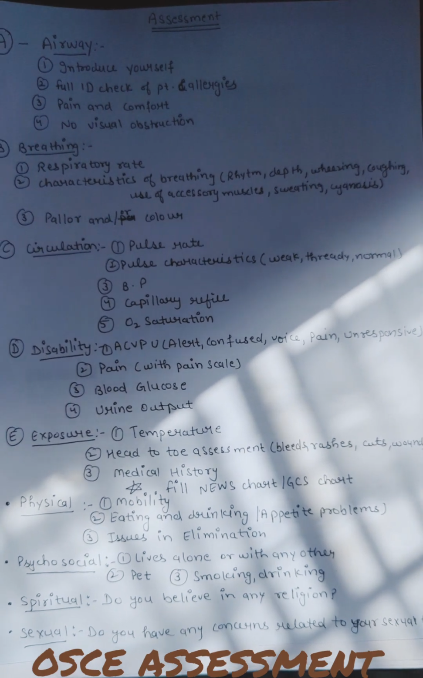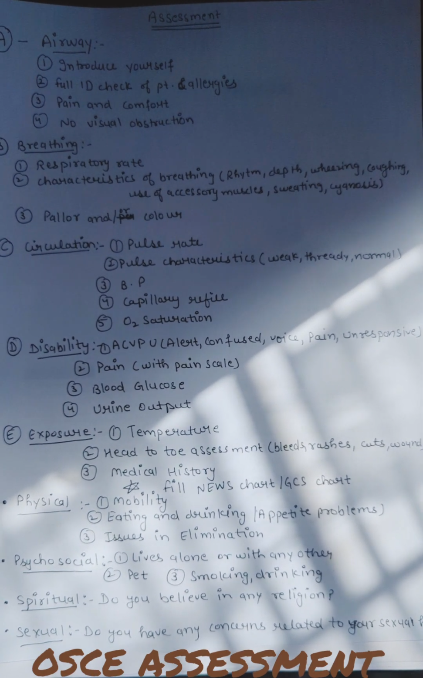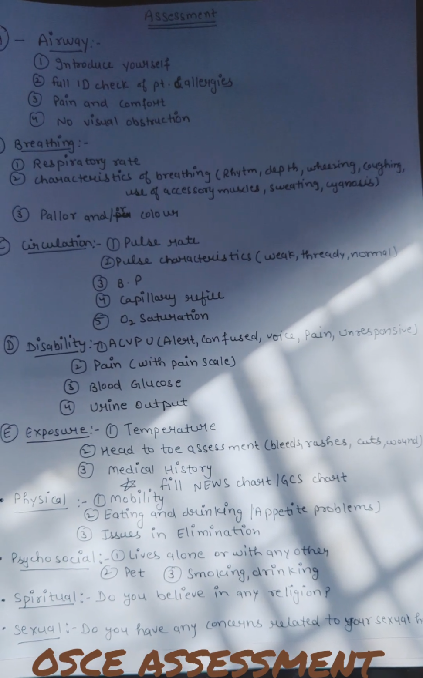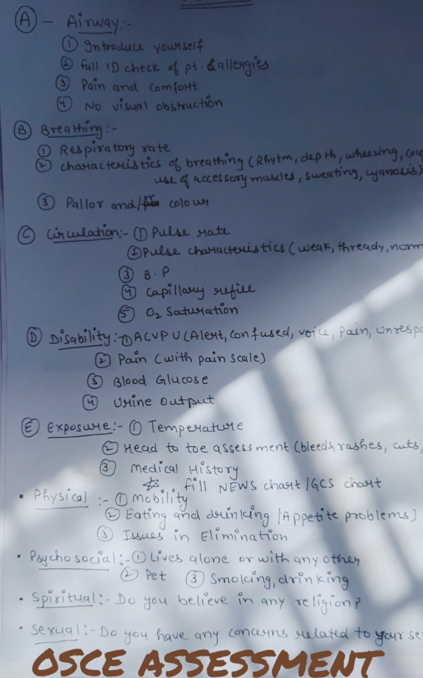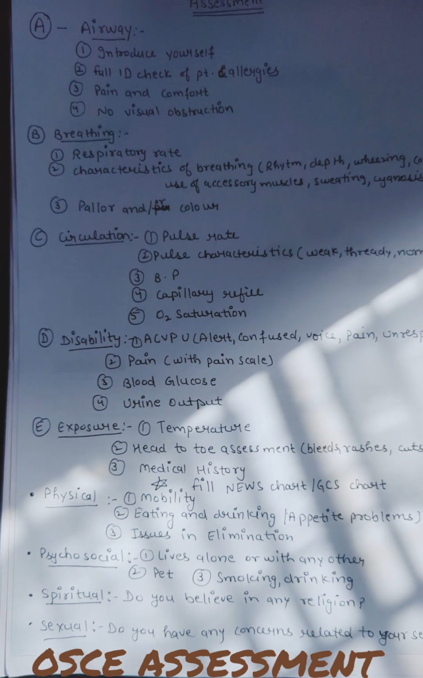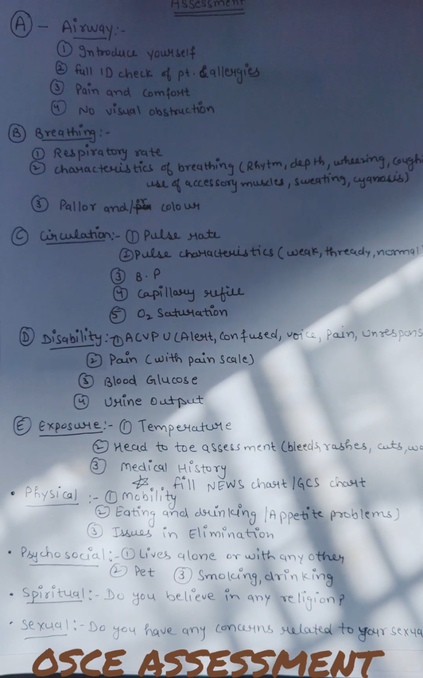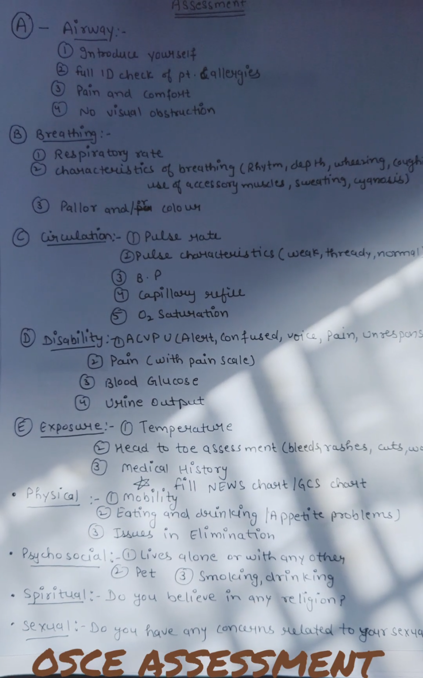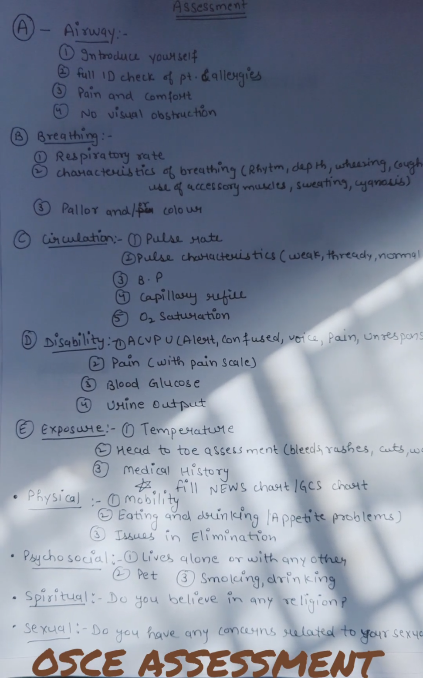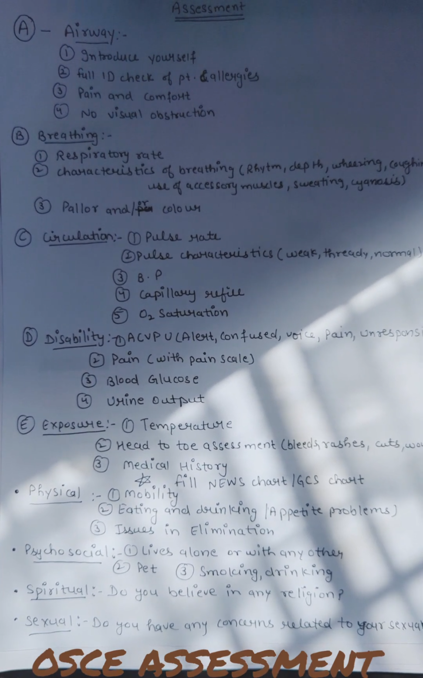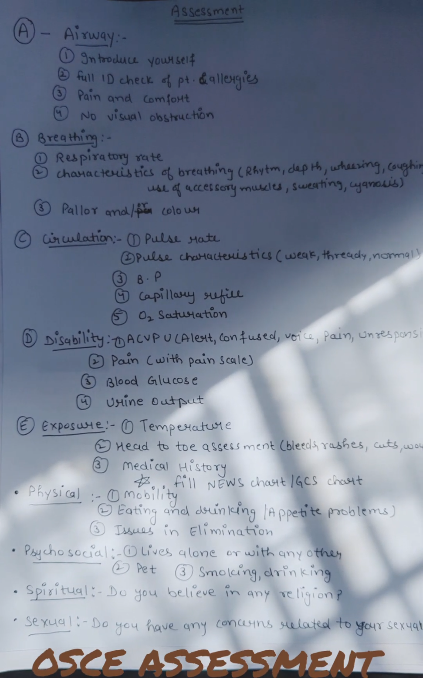Then you will go to the medical history and ask about any diabetes or hypertension, any medical history of the patient. After you have got all the points, you will fill in your NEWS chart or the GCS chart according to the observations you got through this assessment. And after filling in the NEWS chart and the GCS chart, you will go to the physical check.